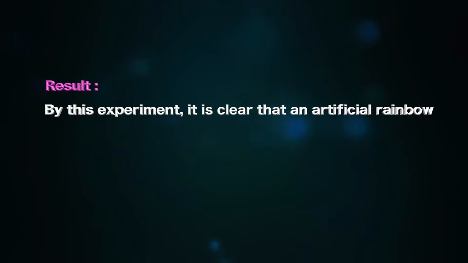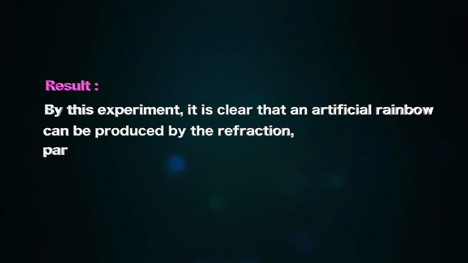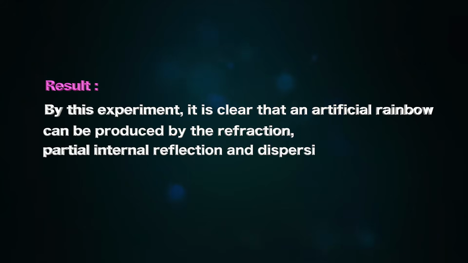Result: by this experiment, it is clear that an artificial rainbow can be produced by refraction, partial internal reflection, and dispersion phenomena.